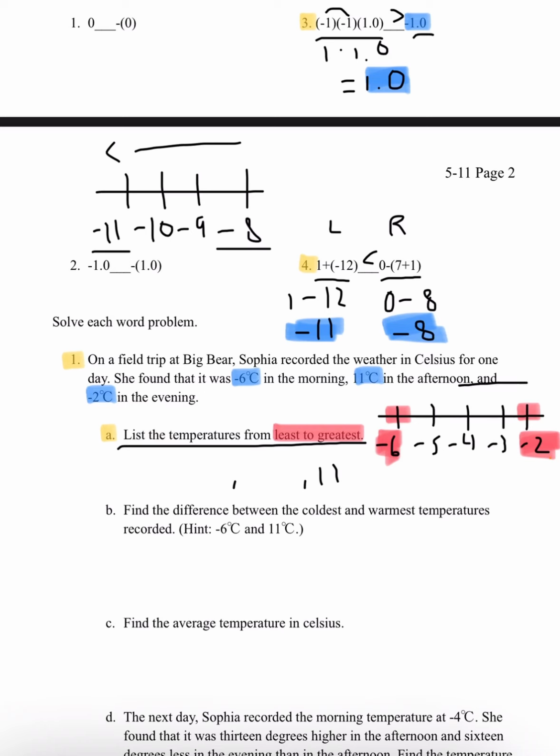And the values go down, right? And we see that negative 2 is in front of negative 6, so that means negative 2 is greater than negative 6. That means our least number here is negative 6. So we put negative 6 as our least. After that, it's going to be negative 2. And our greatest is 11, which we found earlier. And that's our answer.